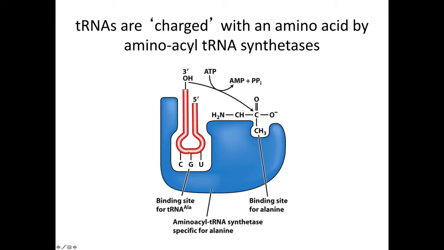There's a little pocket that binds, in this particular case, the tRNA for alanine, CGU, and then there's also a pocket for the amino acid. Right, so there's the alanine there. So these two pieces of this process are bound inside this aminoacyl tRNA synthetase, and using ATP, these are joined. The amino acids are coupled to the 3' end of the tRNA.